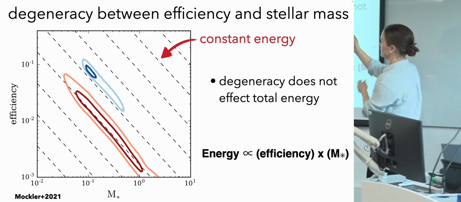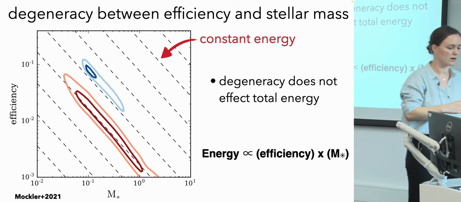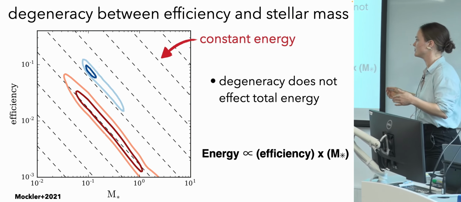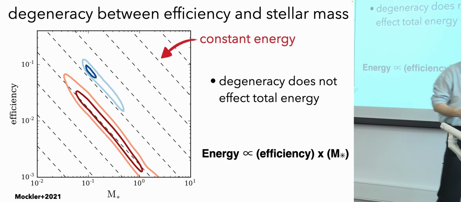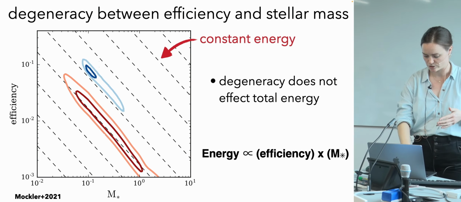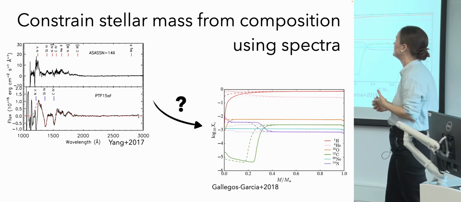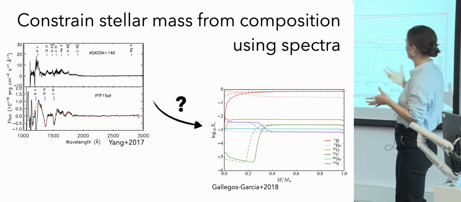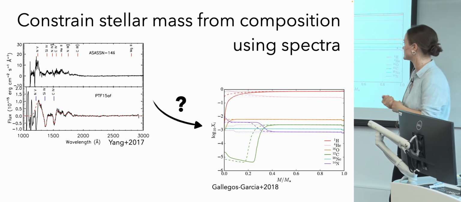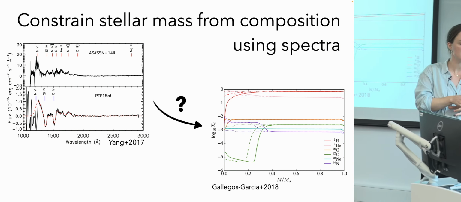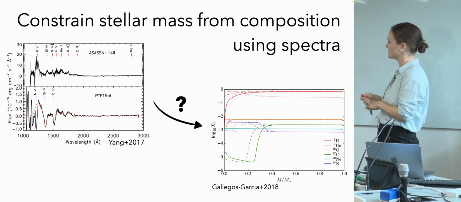And what you're seeing is essentially a degeneracy along lines of constant energy, because while there are some small changes in the light curve that will mean you prefer one mass over another, it's still quite degenerate with the efficiency that you choose. It would be great if we could constrain stellar mass from something else. One of the things I've been looking at recently is how we might use composition measurements from the spectra to better understand the stellar mass, which also potentially could tell us something about the age of the star as a second order effect.